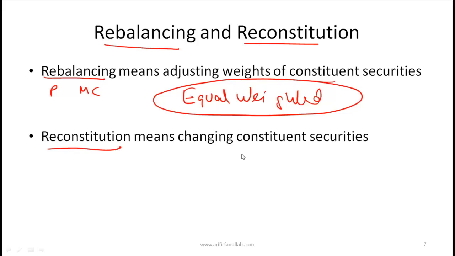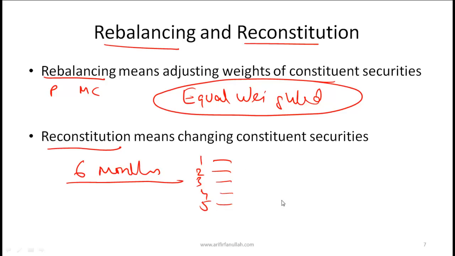Reconstitution, which I talked about earlier, simply means changing the constituent securities, and for any index there will be a time period such as 6 months. So every 6 months we need to go back and see whether we need to make any changes to the securities that make up our index. The example I gave earlier is, let's say that in this index we have 1, 2, 3, 4, 5 stocks, and you are picking the 5 biggest market cap stocks in a given sector. If stock 5 now goes down in rank to 6 and another stock takes its place, then you need to do some reconstitution.